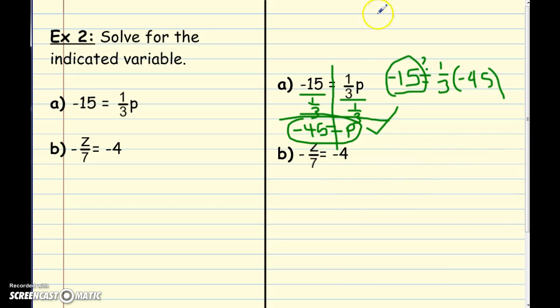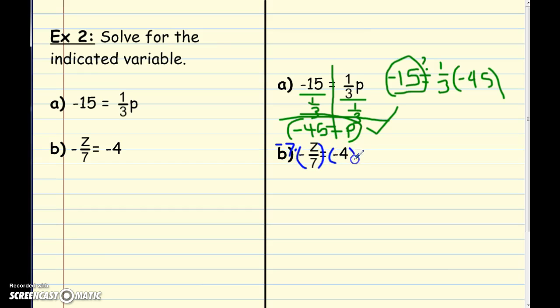Last example. Let me get that green circle out of the way a little bit. So our last example is negative z over 7 equals negative 4. And again, the inverse operation, well, first of all, this fraction bar means division, so the inverse operation of division is multiplication. So I'm going to draw parentheses, and I'm going to put my negative 7 here, and times.